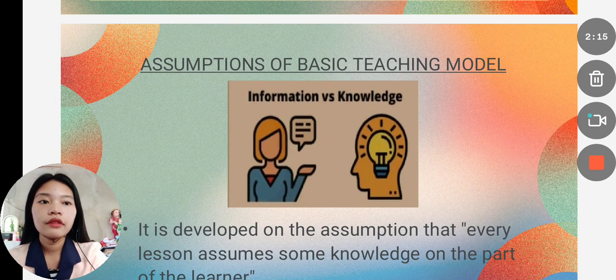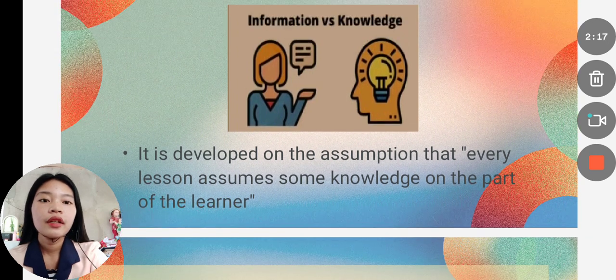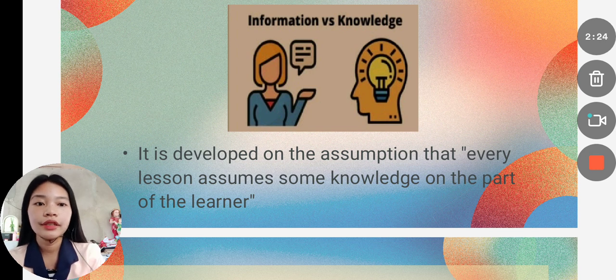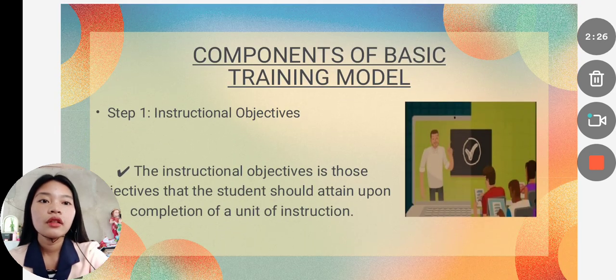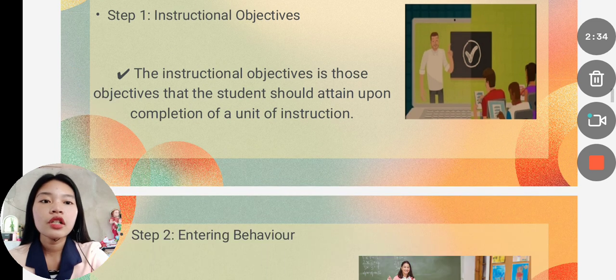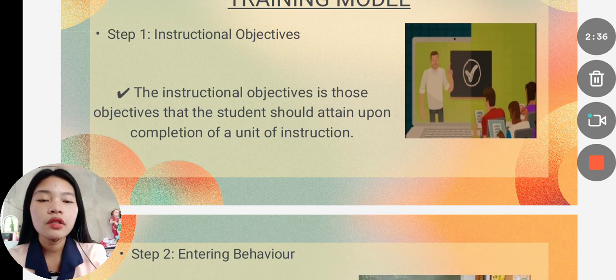Assumptions of the basic teaching model: it is developed on the assumption that every lesson assumes some knowledge on the part of the learner. Components of the basic teaching model. Step 1, instructional objectives. The instructional objectives are those objectives that the student should attain upon completion of a unit of instruction.